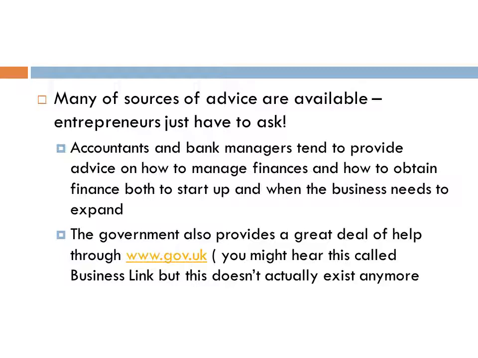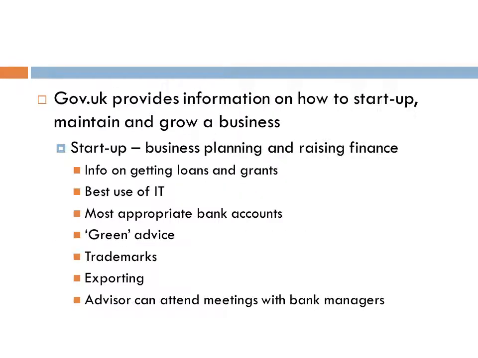You might still hear it called Business Link, but Business Link is a government organisation that was set up to help entrepreneurs set up their own businesses. It isn't actually called Business Link anymore, it's just through the gov.uk site. But basically it offers all the support needed to start, maintain and grow a business. So the information that the gov.uk site gives you helps businesses start up their business plan and helps them raise finance by providing them information on loans and government grants, for instance.